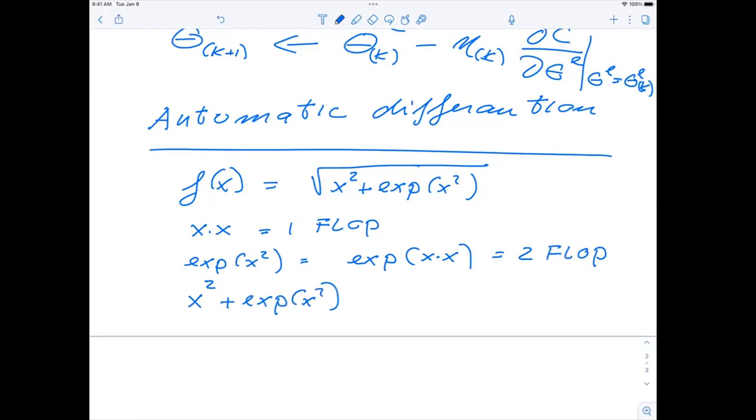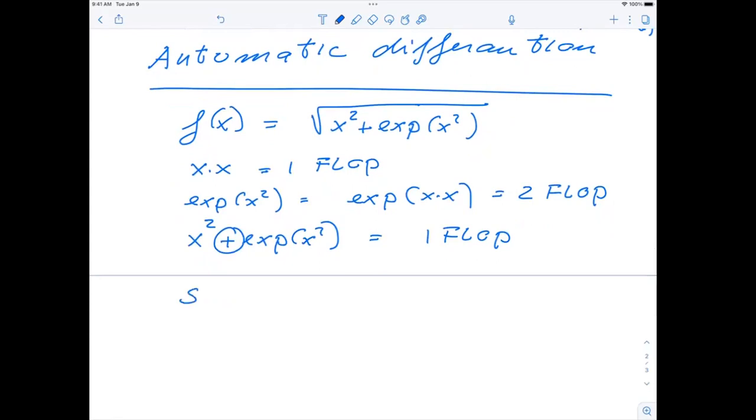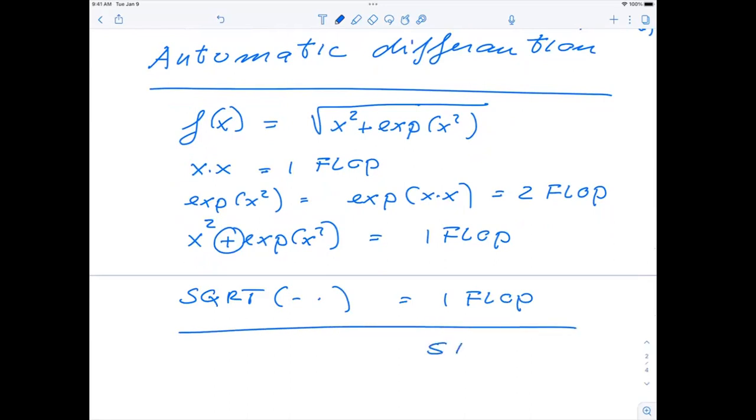And in addition here, we have an addition, so that is one flop. So we calculate this quantity: 1, 2, 1, 3, 4 flops. And then we have the square root of that expression, which we count as one flop. So in total, we have 5 floating point operations if we don't think. If we do some thinking, we can reduce this to 4 in a brute force way. Now let's take a look at the derivative.